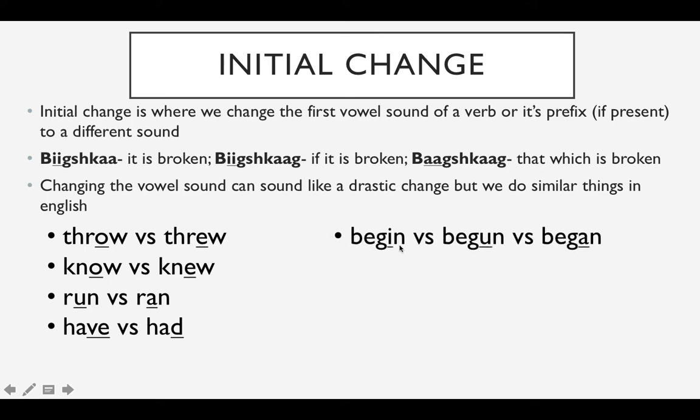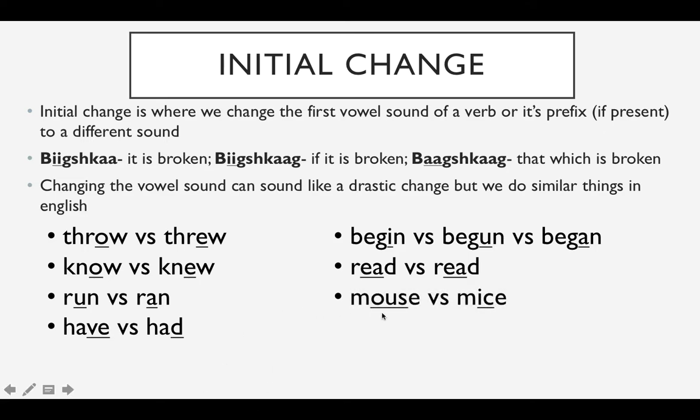So we have begin, begun, began. Now this is the second vowel sound that's being changed. Again, another inconsistency in English, making it harder to learn. Whereas in Ojibwe, we just focus on the first vowel sound. So we have read versus read. So this one isn't spelled differently, it's just pronounced differently and is very easy to indicate. So again, English is so much easier.